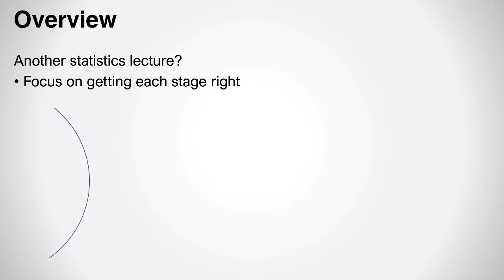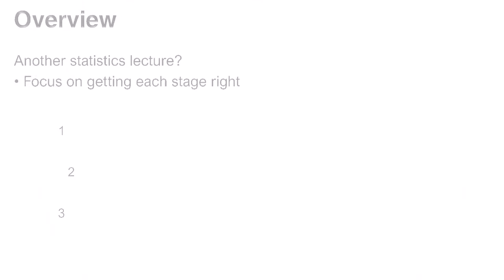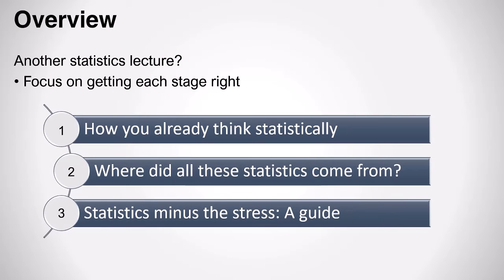So this session is going to be more focused on 3 main areas. Firstly, how you already think statistically. Then, where statistics came from. We didn't always have them. And then the third and final part of the session, the main part of the session, a guide to statistics minus all of the underpinning theory.